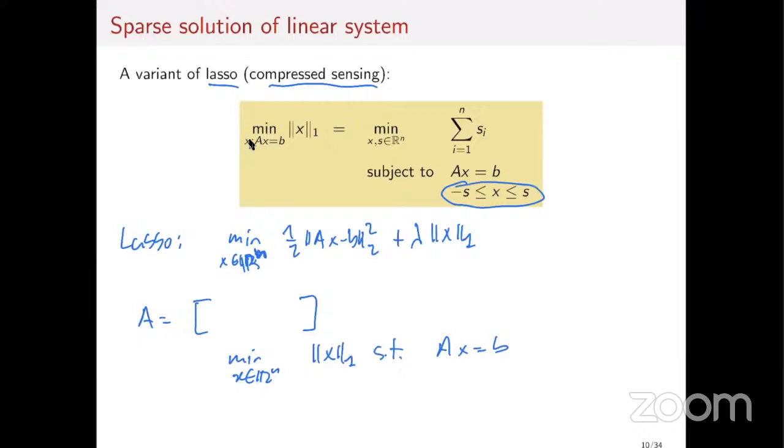This is equivalent to the absolute value of X being less than S component-wise. Then you sum the S_i, and this will give you the L1 norm of X. Here this is a linear program.